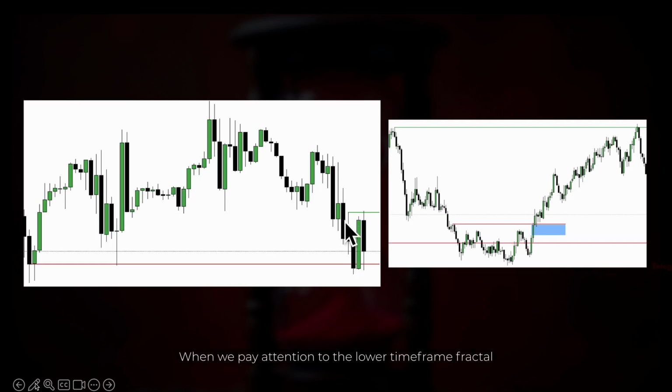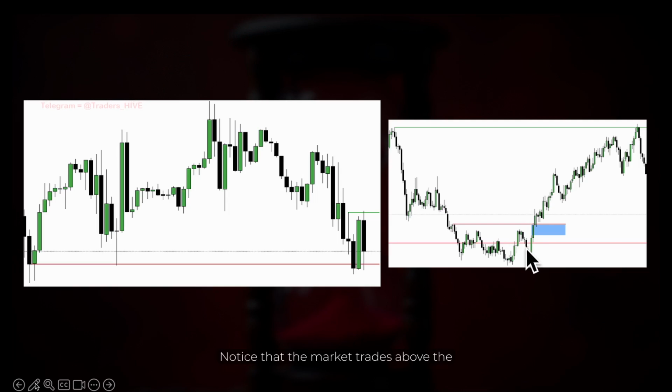When we pay attention to the lower time frame fractal, what you can see is that the market expanded towards the downside right here. Consolidation takes place. The market expands lower once more, and we see time distortion taking place, where the market is simply waiting. It's waiting for the right time before that buy program is allowed to take place. Notice that the market goes sideways around the price level of the high of that rejection block, and eventually we see displacement towards the upside.